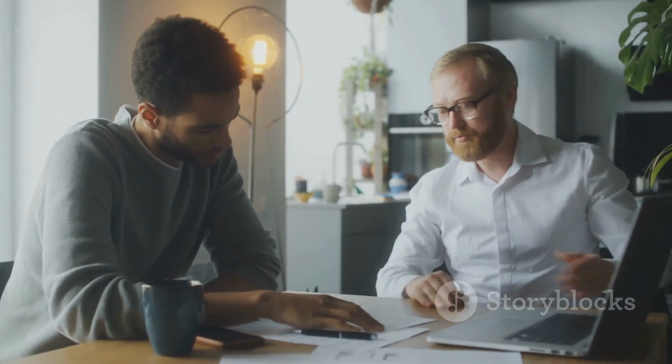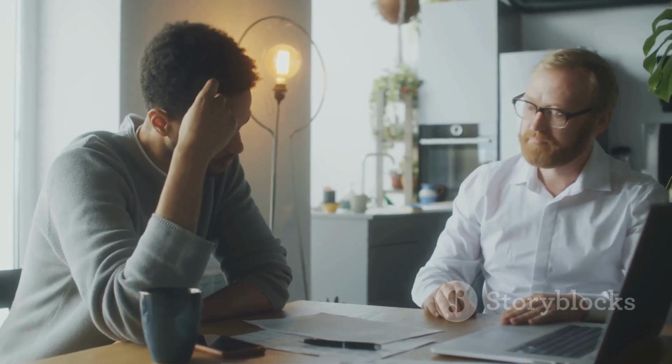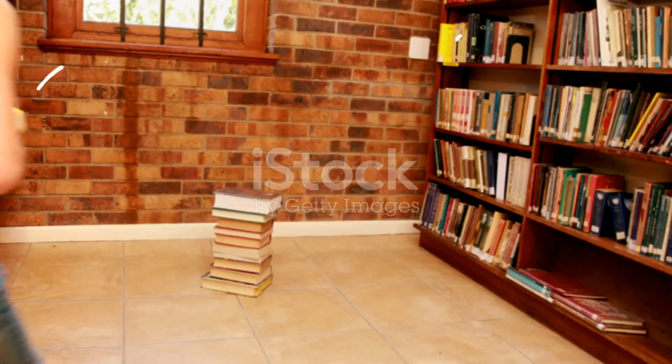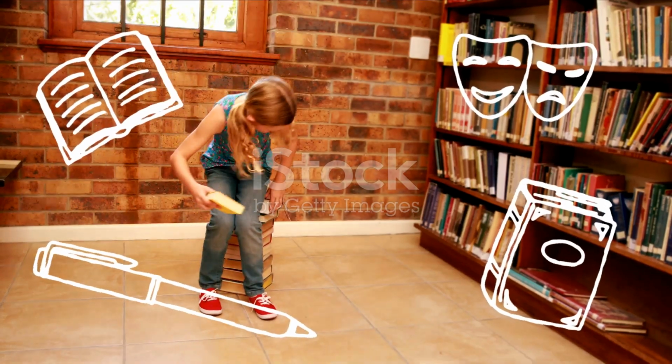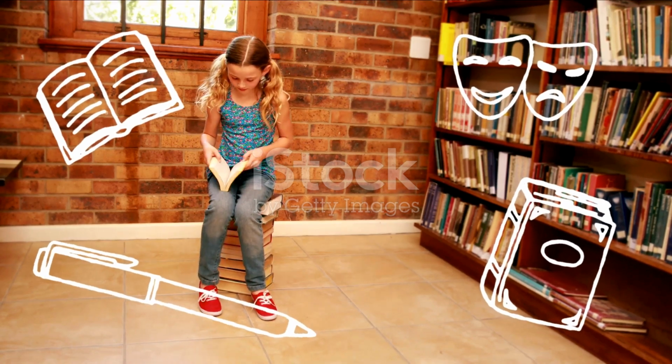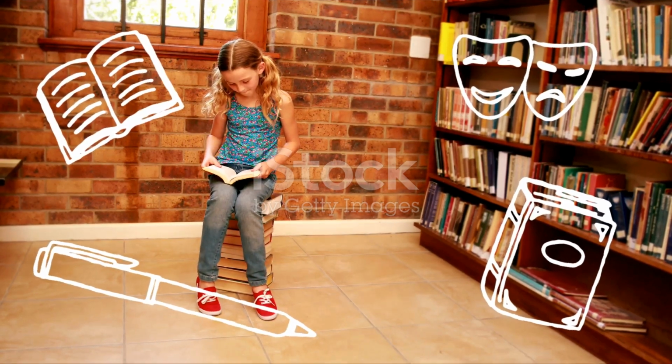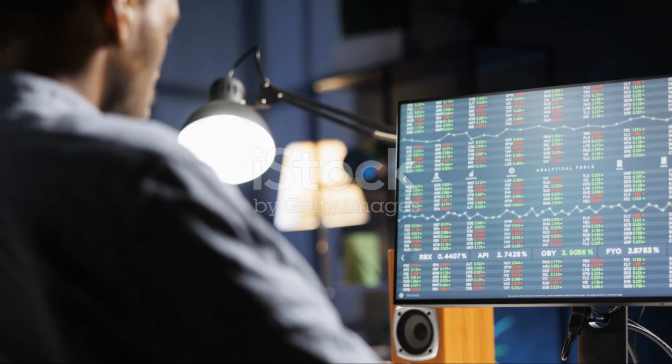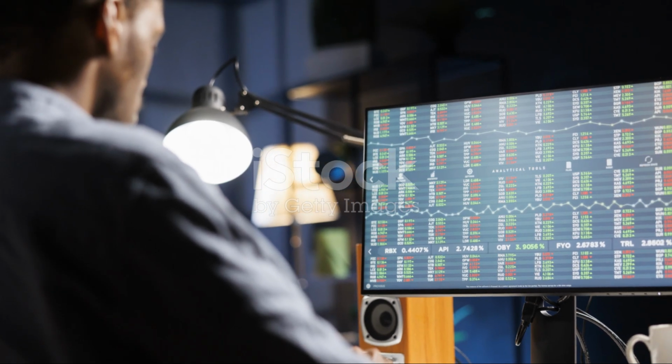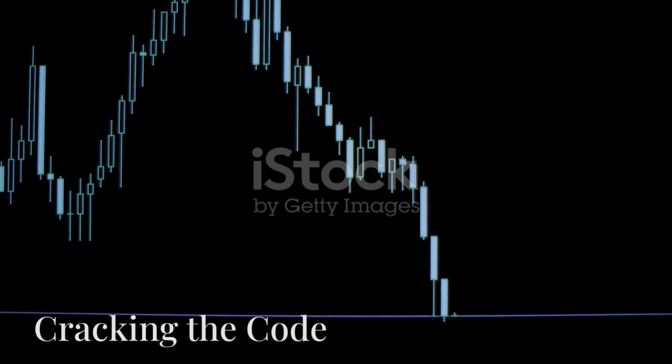Of course, like any other market, Forex trading involves risks, and it's essential to understand the basics before diving in. But with the right knowledge and strategies, anyone can learn to navigate this exciting market and potentially achieve their financial goals. So buckle up and get ready to explore the fascinating world of Forex trading.